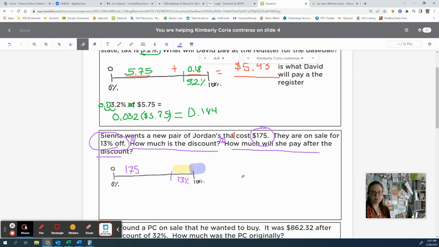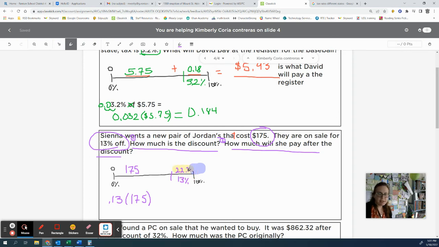Now, there's two ways we can do this. I've shown you a slightly different way, so I'm going to show you both ways on this. Okay, so we want to find out what 13% of 175 is. So 13% is 0.13 times 175. All right, so 0.13 times 175 equals 22.75. So the discount is 22.75.